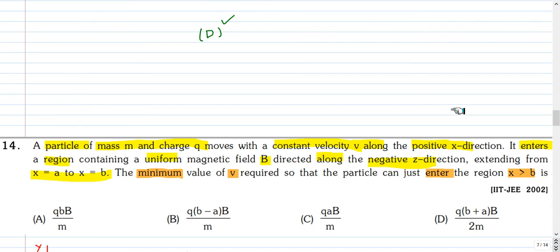This is the next question. A particle of mass m and charge q moves with constant velocity v along the positive x-axis. It enters a region containing a uniform magnetic field directed along the negative z direction, extending from x equal to a to x equal to b. The minimum value of v required so that the particle can just enter the region x greater than b is. You can pause and attempt this question.